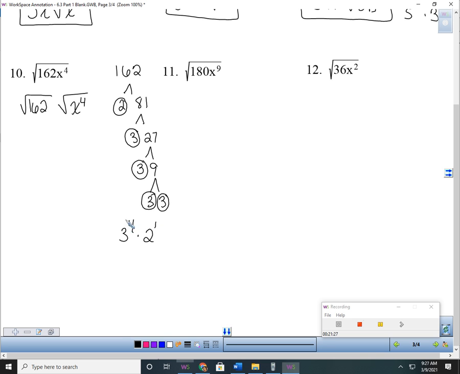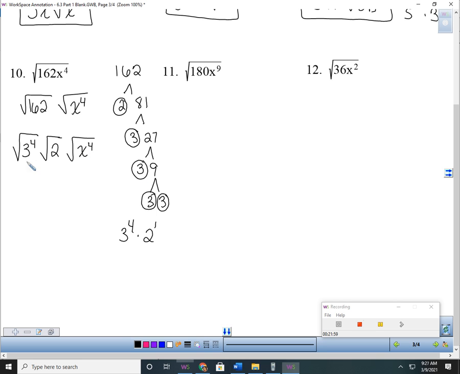So first, check: will 4 divide by your root of 2? Yes. So I'm not going to do anything with my 3 to the fourth. And then 2 to the first, that's smaller than 2, right? So I will keep that 2 underneath. All right, will the 4 of your x, will that exponent divide by 2? Yes, so I don't need to split my variable into anything because it's already a perfect square.